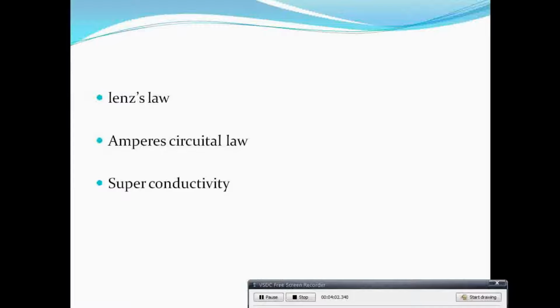The bullet train or magnetically levitated train works on the basic principles of three laws. The first one is Lenz's law, the second one is Ampere's circuital law, and the third one is superconductivity. All these laws are interlinked with each other to make levitation successful, to raise the train 1 centimeter above the tracks. That is called levitation, and it can be done by using these three laws.